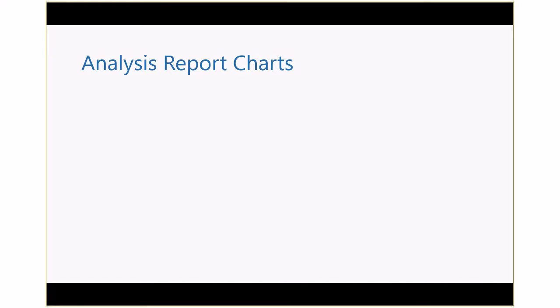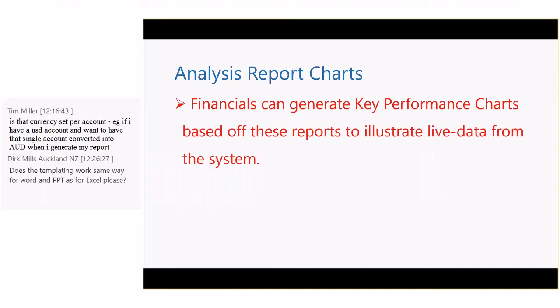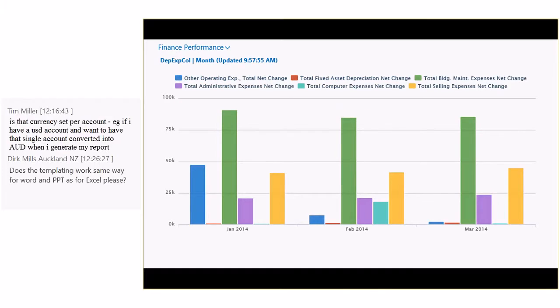But one thing that I always hear is that while that report looks powerful to me, it might not look powerful to my stakeholders. So how do we create that for them? Naturally, it's a visual representation: the charts. Financials can generate key performance charts based off these reports that we've seen here to illustrate live data from the system. You might have seen it in some of my demonstrations before, or in my webinars. They're actually located straight in my dashboard, the Role Center.